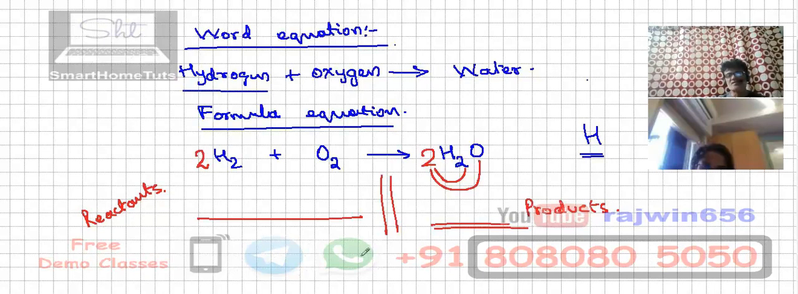State symbols mean in which physical state, whether solid, liquid or gas, the reaction is taking place. Suppose the reaction is taking place at a higher temperature, then obviously at all temperatures hydrogen is in the gaseous state, so we represent it with the symbol G. Even oxygen is a gas at room temperature, and if the reaction is taking place at a higher temperature, then this H2O is going to be in the form of water vapor or steam.